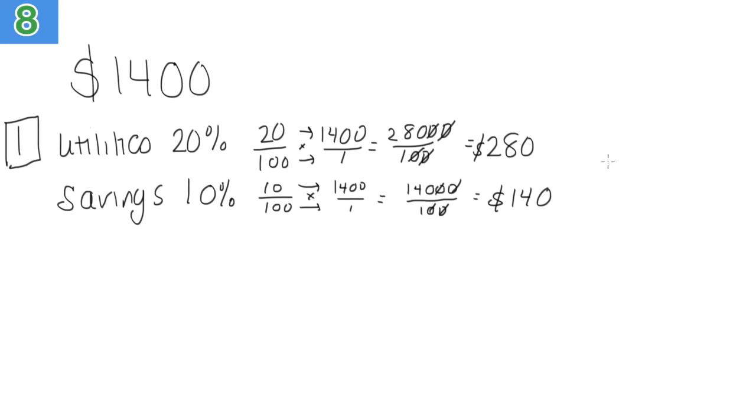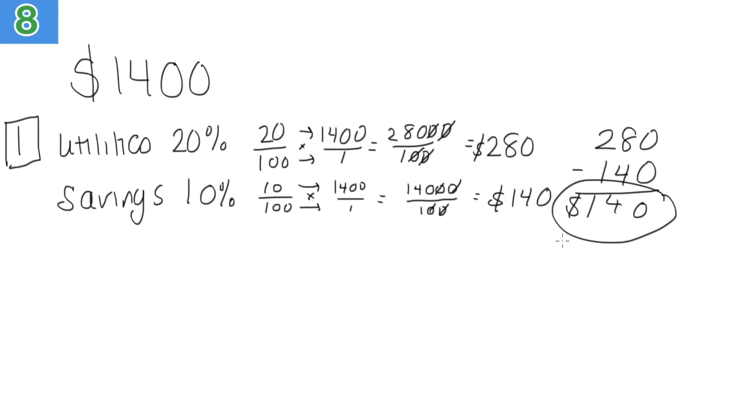Okay, so now we know how much of her income she pays to utilities and to savings. So to find the difference, or how much more money goes to utilities than to savings, we just subtract them. And we're left with $140. So that is the answer. That is how much more money goes to utilities than to savings.